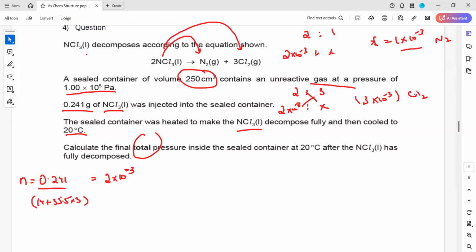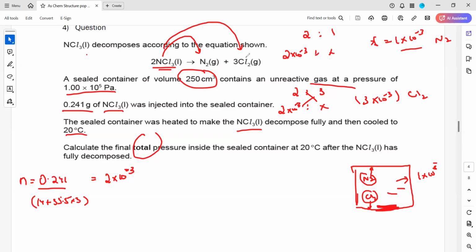So what are the total moles of the gas we get? What we are finding is that we already have a gas inside which was exerting a pressure of 1 × 10^5 Pascal. But when NCl3 decomposes, it produces nitrogen and chlorine. Then the nitrogen and the chlorine will also exert a pressure. We don't count NCl3, because NCl3 is a liquid. The liquid does not apply this pressure. When it decomposes, it produces nitrogen and chlorine. That is the one which applied the pressure.